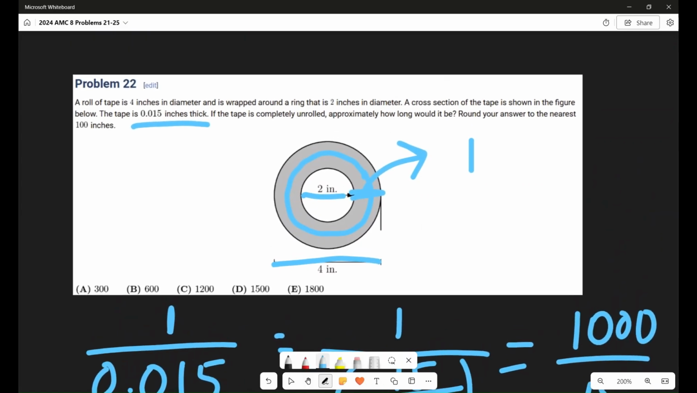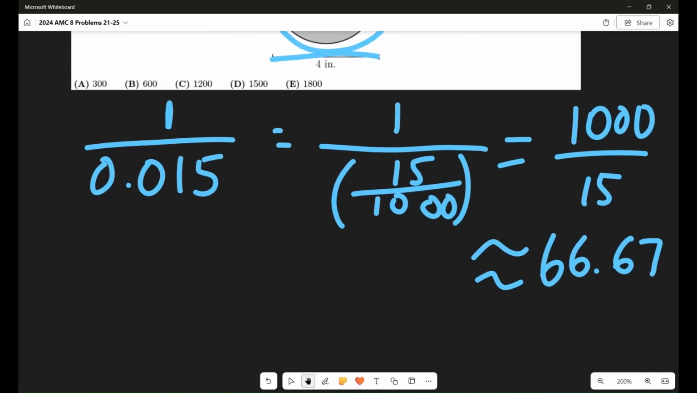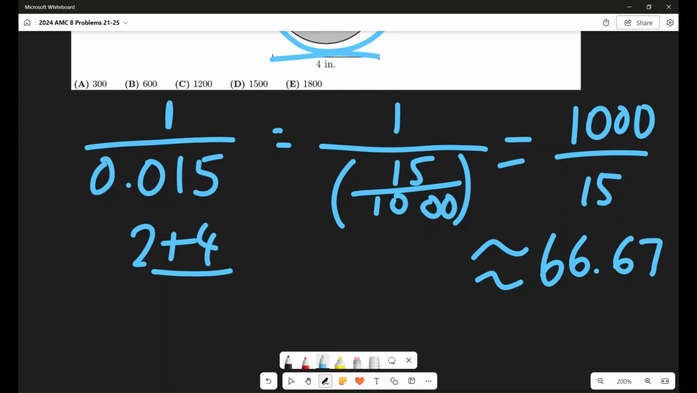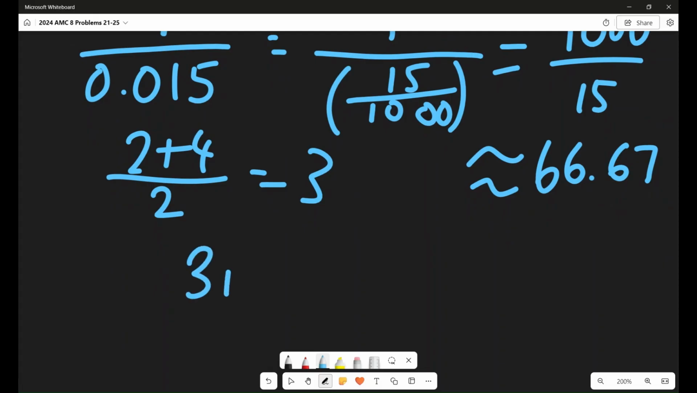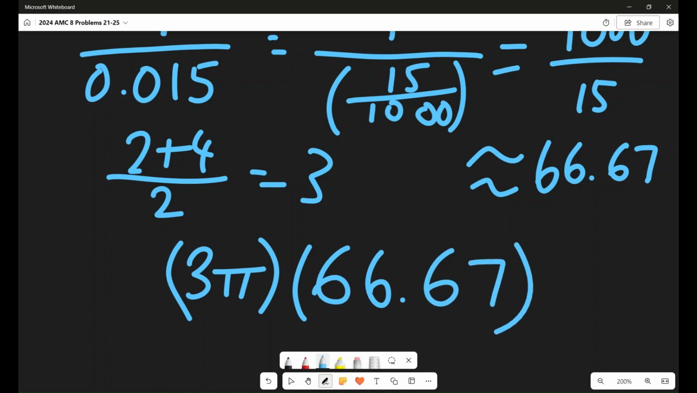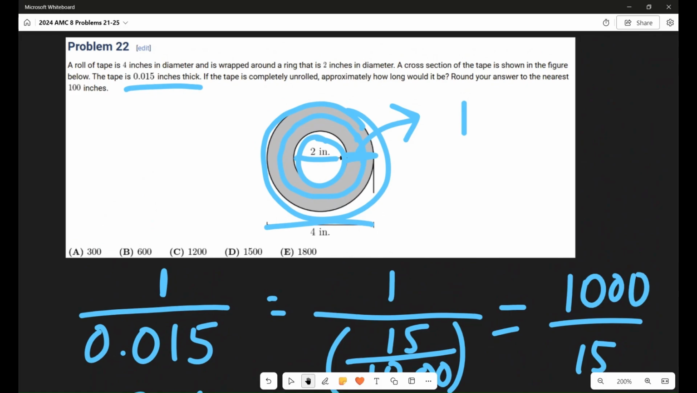Now, the average circumference of the circle is when you're halfway from the outside ring to the inside ring. So the diameter of the circle in the middle is just the average of 2 and 4, and that's 3. So the circumference there is 3 pi, and we multiply that by 66.67. This is approximately 10. So multiplying 10 by something from 60 to 70, and then rounding it, gives approximately 600, and that's B.